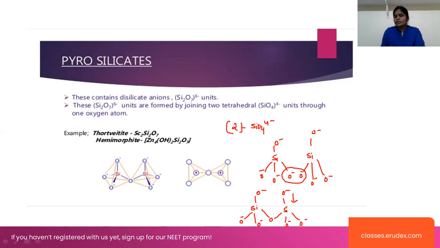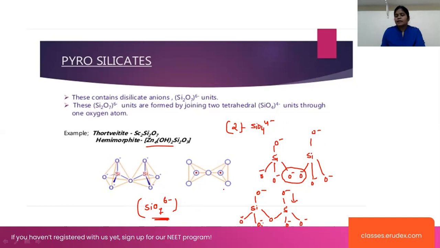Now look at how many silicon atoms are there. Si, complete. Here 1, 2, 3, 4, 5, 6, 7 oxygen atoms are there, right? 7 oxygen atoms. And what are the charges here? 1, 2, 3, 4, 5, 6. So here it is 6 minus. This is the general formula of the pyrosilicates here. Example is hemimorphite.